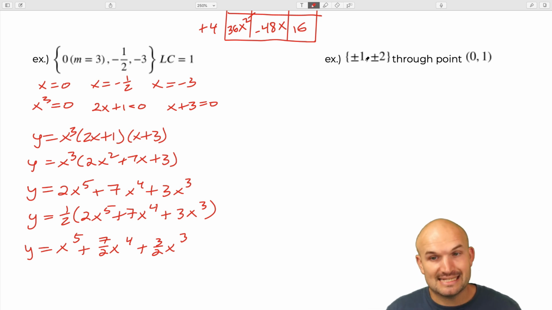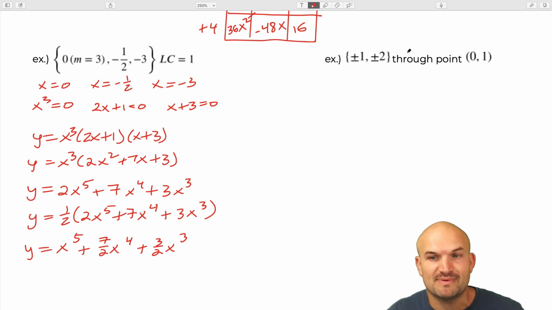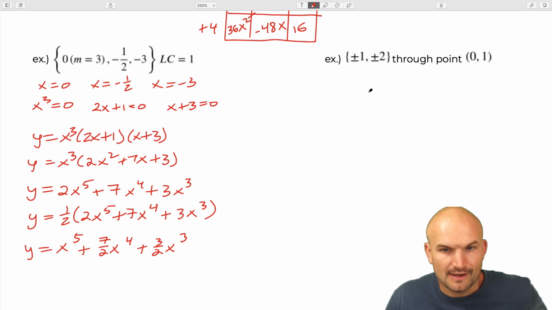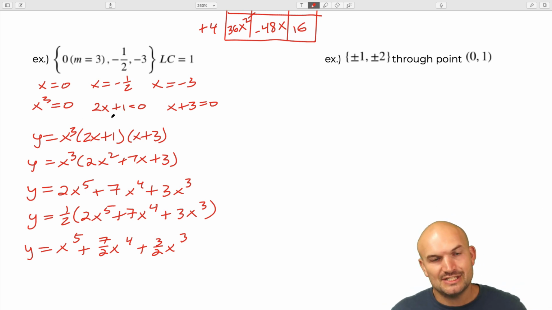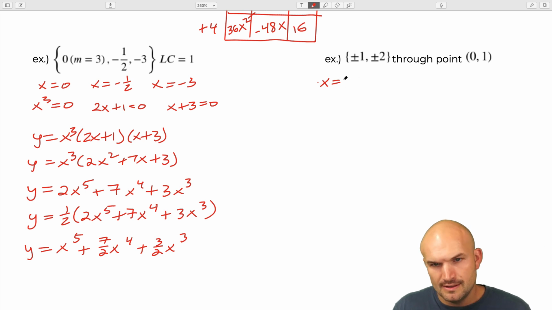All right, the last example here has these zeros, but then it also goes through the point (0, 1). And again, this one's kind of related to this problem. We need to do a little bit more thinking than just finding the zeros. But first, let's go ahead and find the polynomial based on what we know here. So in this case, we have x equals plus or minus 1 and x equals plus or minus 2.